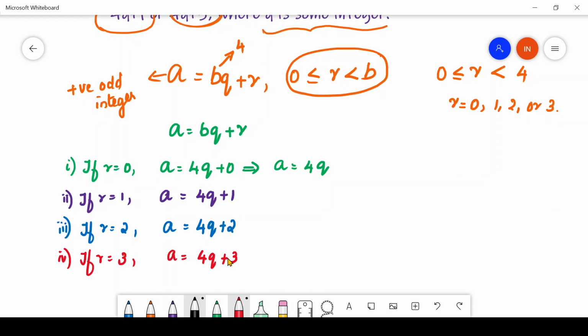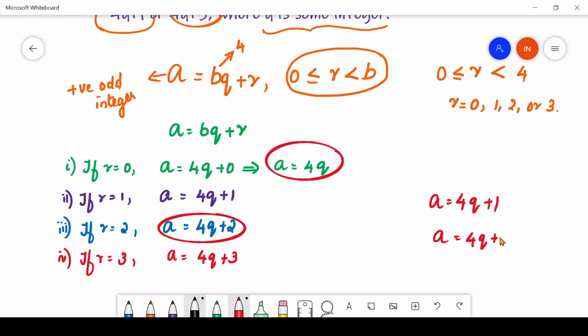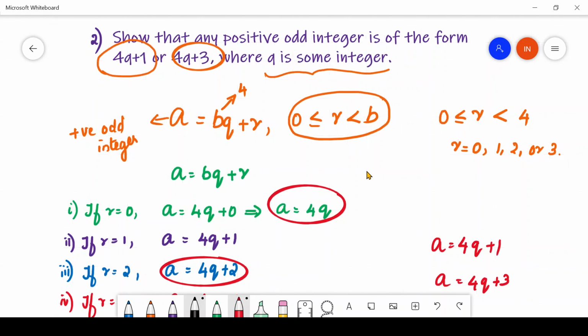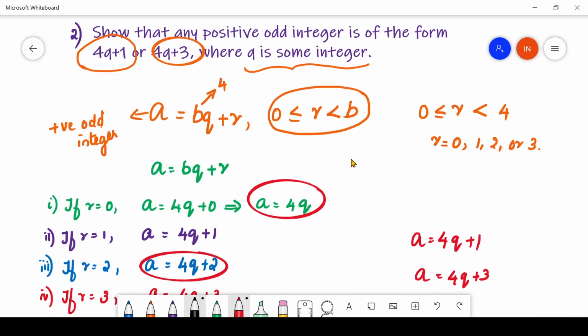Now, you can see here a is equal to 4q and a is equal to 4q plus 2. Are they odd or even? We can say that both of these are even because they are easily divisible by 2, right? So we have to take the other two, which is a is equal to 4q plus 1 or a is equal to 4q plus 3. See the question, this is what we have to prove also, right? So we have taken a as any positive odd integer and we got it in the form 4q plus 1 as well as 4q plus 3.